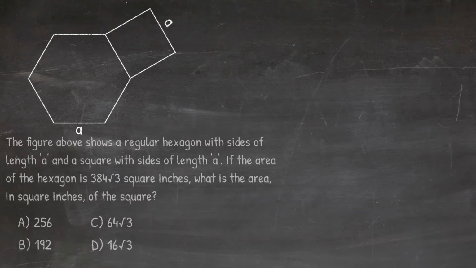This is not an easy problem, but it's one that we can solve if we have a certain understanding of geometric properties and enough patience and confidence to go step by step. We're offered a hexagon and a square, and the hexagon has sides of length A, and this is also the case for the square. One other piece of information we're provided is that the area of the hexagon is 384√3. With this information, we need to attack this problem and try to solve it.